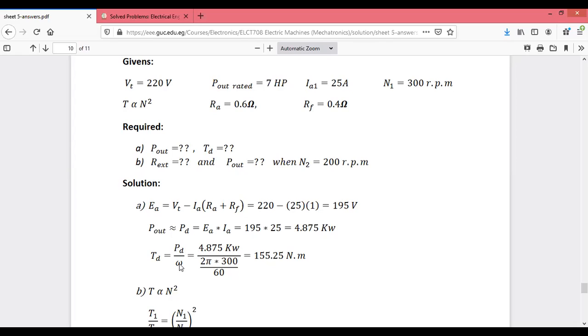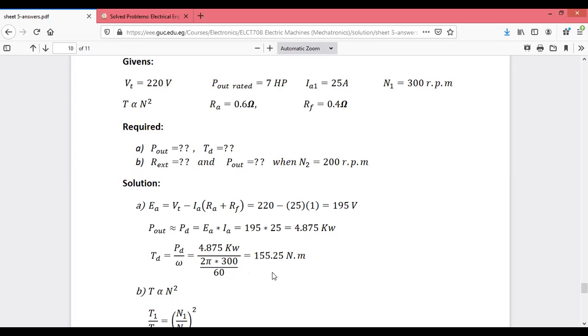That is, they have given the speed in rotations per minute, N1. So you can write that value in rotations per second because you are supposed to solve for the torque. So you can take 2 pi N upon 60, 2 pi into 300 upon 60. If you solve this, you will get the value of torque.